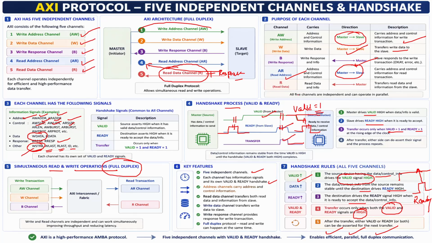And then the read data channel, it is from slave to master. Okay. So slave to master, the data reads will be happening from the slave. Whenever we are getting the data, it is getting the data from the slave to the master. Okay. So these are the handshake signals.